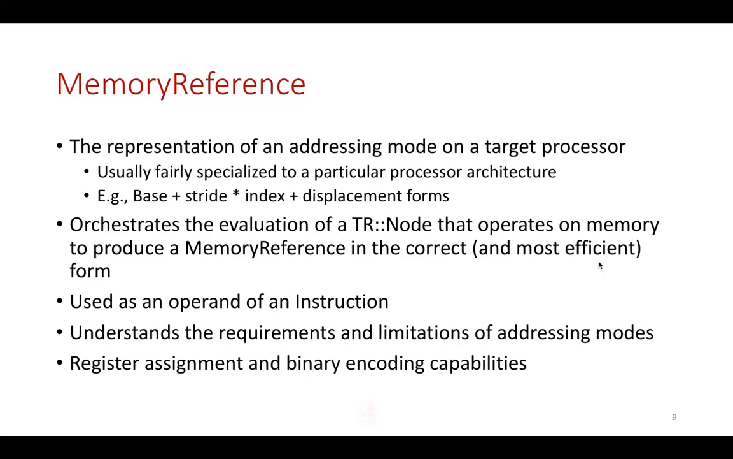Again, it understands for a particular architecture the requirements for forming an addressing mode, and the limitations of that addressing mode as well. When I say limitations, I mean things like, if in some architecture you're doing some kind of base plus displacement form, there might be a rule, for example, that the base register always has to be GR2 or something like that. That's the kind of thing a memory reference would know when it's getting encoded. The memory reference also has to be able to do register assignment and to encode itself, understanding how it needs to get encoded in instruction forms.